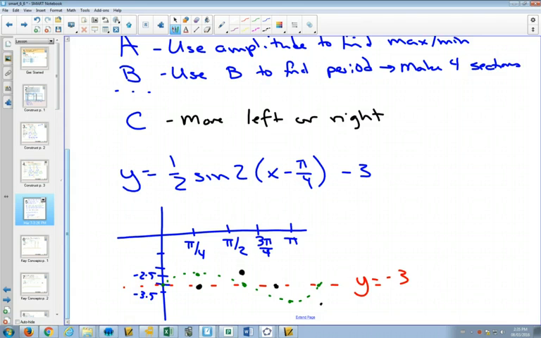Sometimes you'll get a question like this and it'll ask you to move pi over 6 to the right. Then you'll have to do a little bit of figuring, well, where would pi over 6 be in relation to these other fractions?